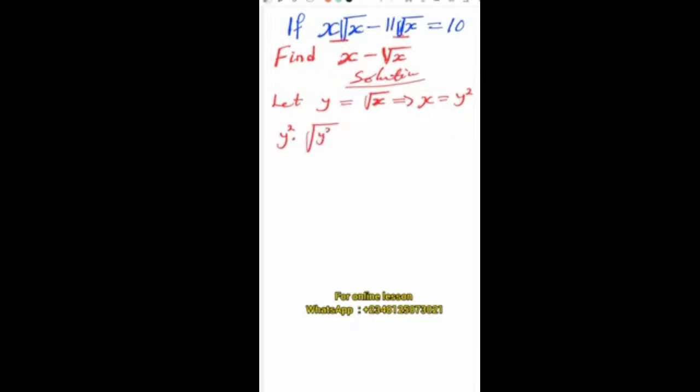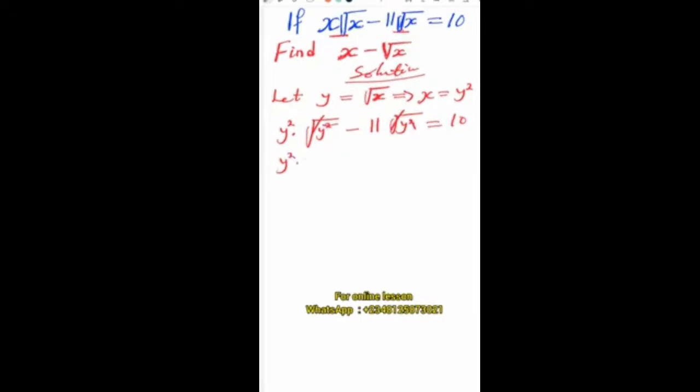So in place of this x here, we have y squared, multiplying the square root of x, which is also y squared. We're having the root of y squared, minus 11, then multiplying the root of y squared equal to 10. Good. And remember, whenever we have the root and the square, the square will cancel out the root. So here it will become y squared multiplying by y, then minus 11 multiplying y equal to 10. So that we can have y cubed minus 11y. Now take this 10 to this side, minus 10 equal to 0.